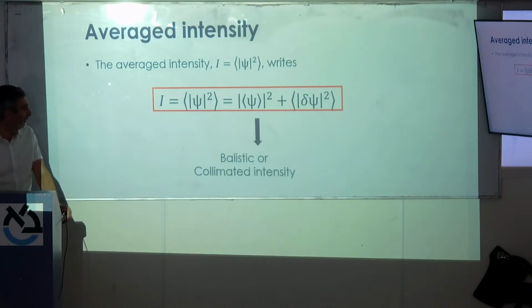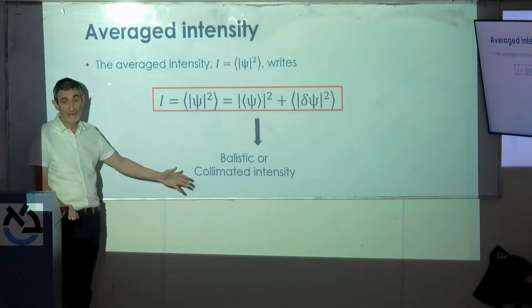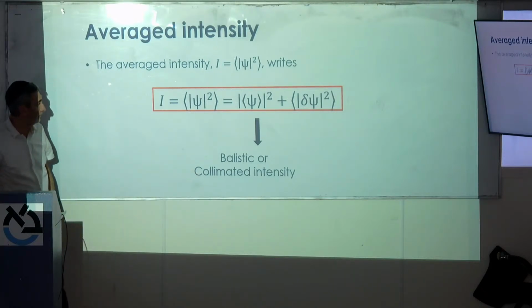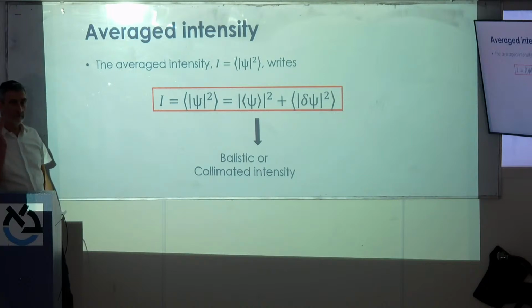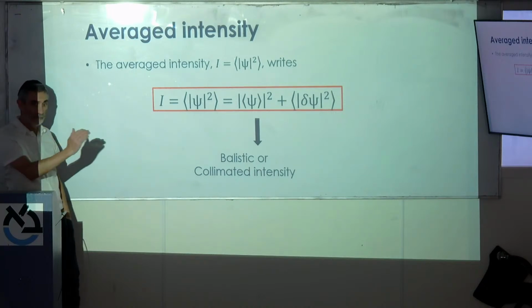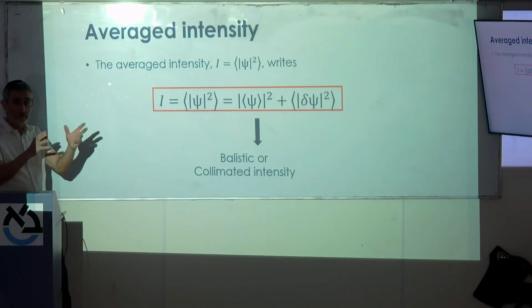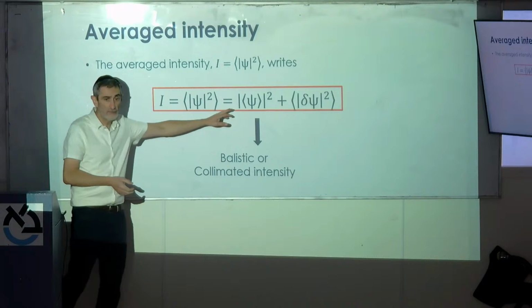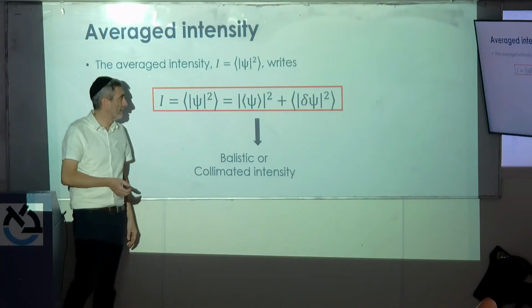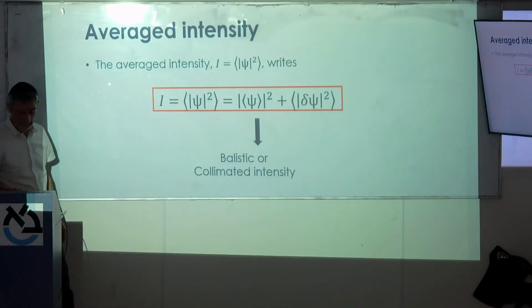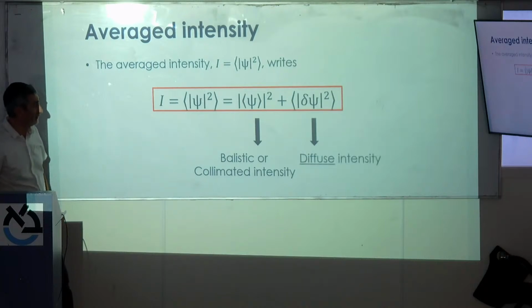The first term here is called the collimated intensity, or the ballistic intensity. That's with the photons that go through the system. So if you change the configuration of the system, this term doesn't change. It does not disappear. And this term here is the diffuse intensity. Actually, it also stays. It is a robust term.